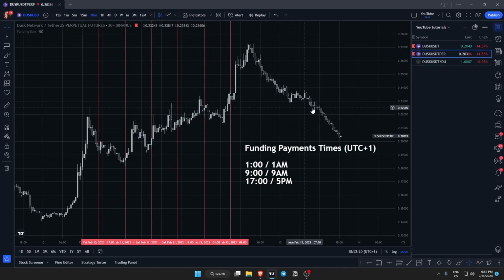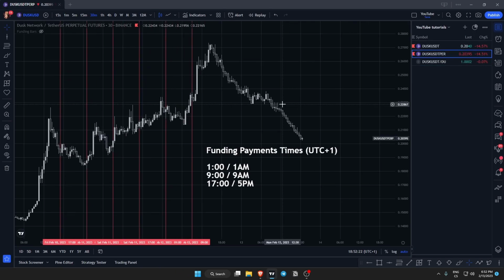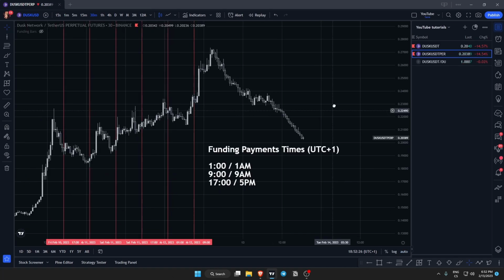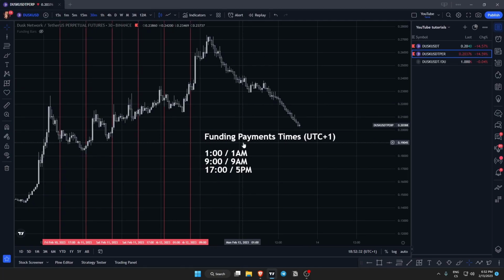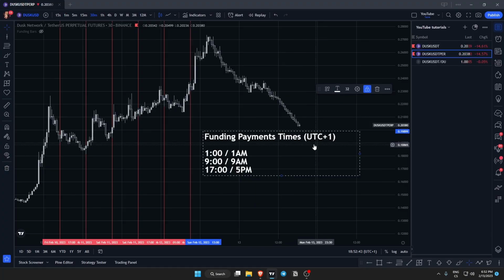Now, something a bit practical. Funding, as I've said, is something that occurs every 8 hours. So I highly recommend either writing down, or you will remember this, writing the times where funding actually takes place. These are the times for my time zone. So if you want to do UTC, you just remove 1 hour, like London sessions. So for me, it's 1 a.m., 9 a.m., and 5 p.m.